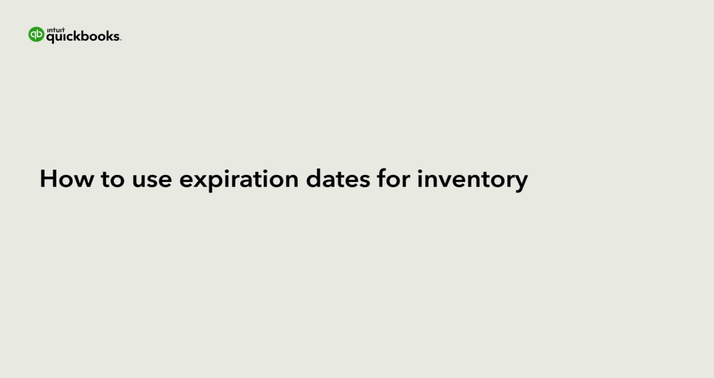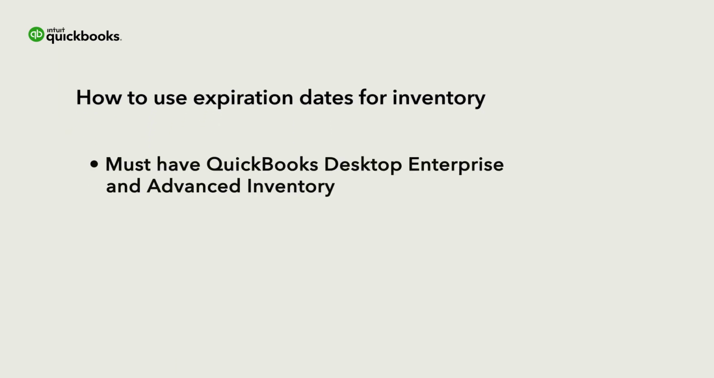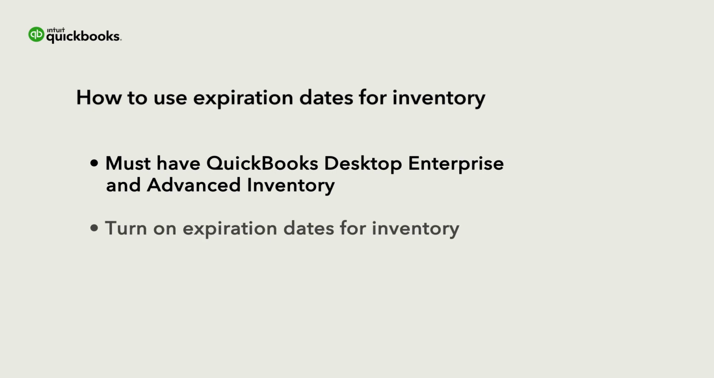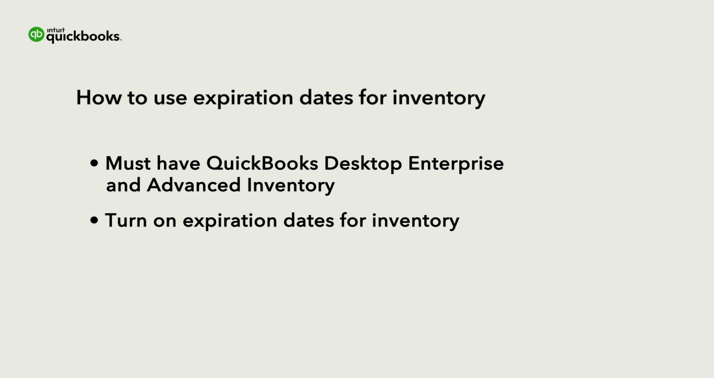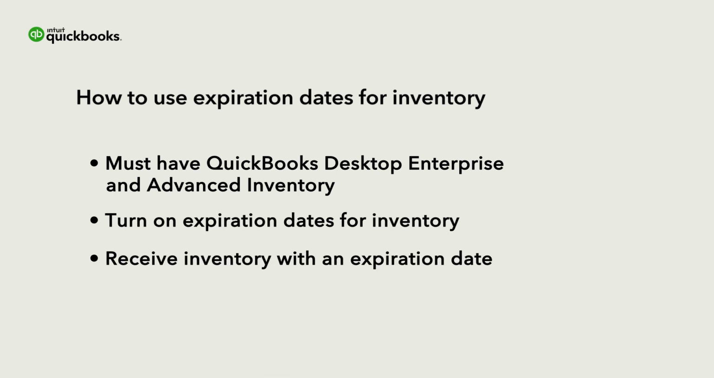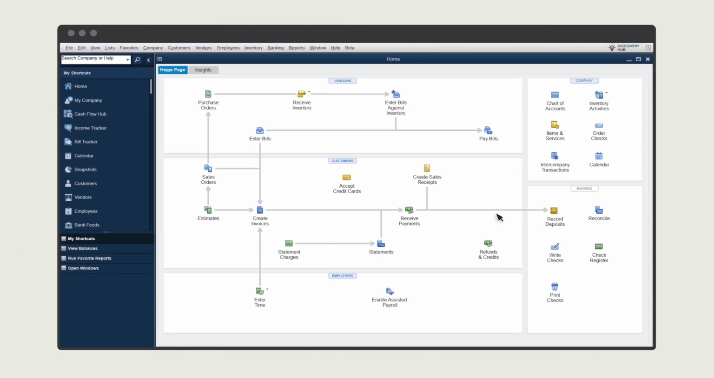QuickBooks Desktop Enterprise and Advanced Inventory can help you track the expiration dates of your inventory by serial or lot numbers. This helps you reduce the risk of selling expired items or make sales decisions like discounting items about to expire. Let's go over how to turn on expiration dates for your inventory, receive inventory that has an expiration date, and then track it on reports.